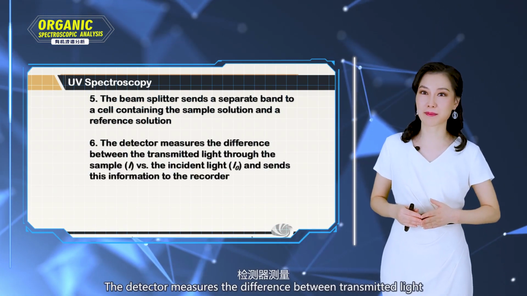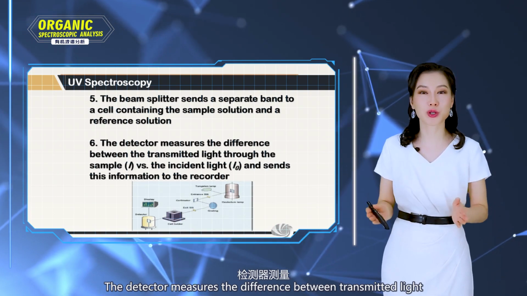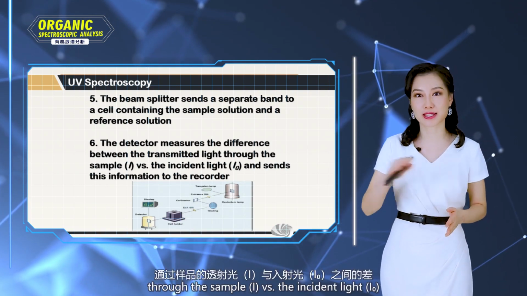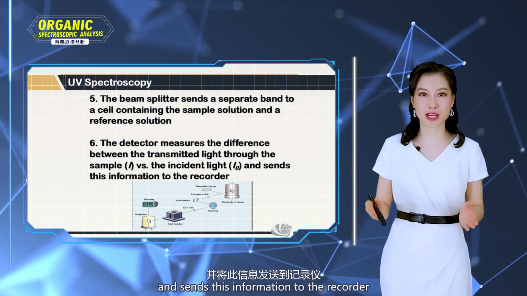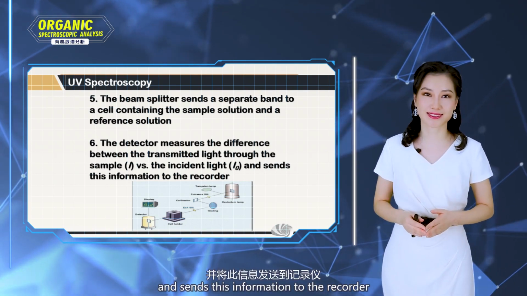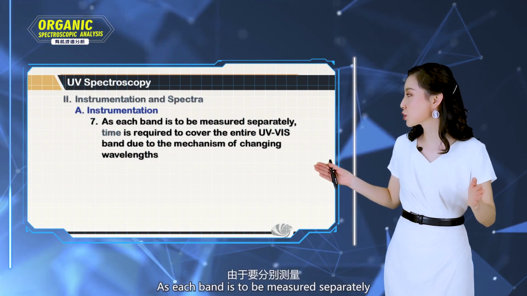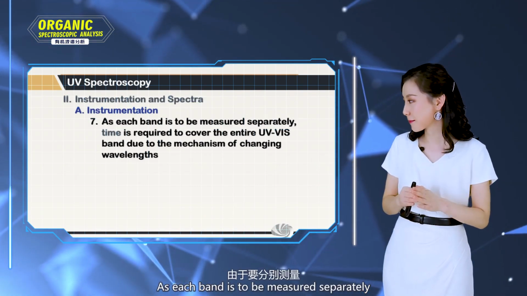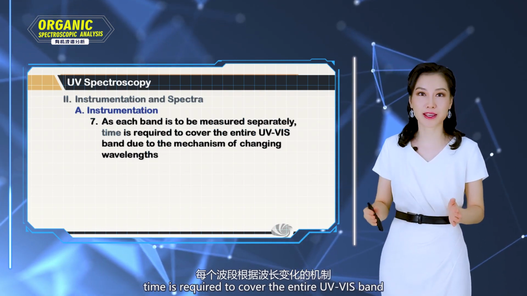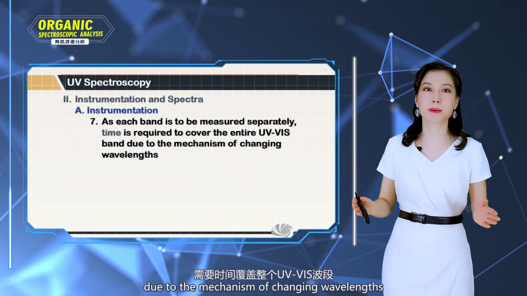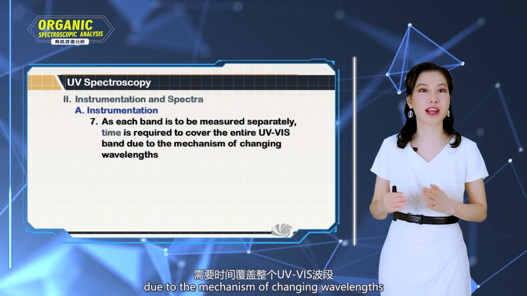The detector measures the differences between transmitted light through the sample versus the incident light and sends this information to the recorder. As each band is to be measured separately, time is required to cover the entire UV-visible band due to the mechanism of changing wavelengths.